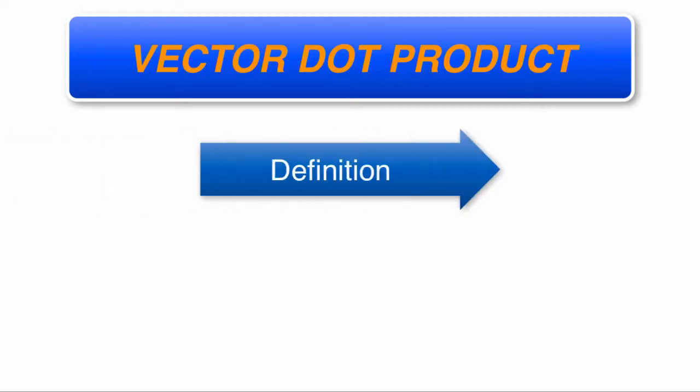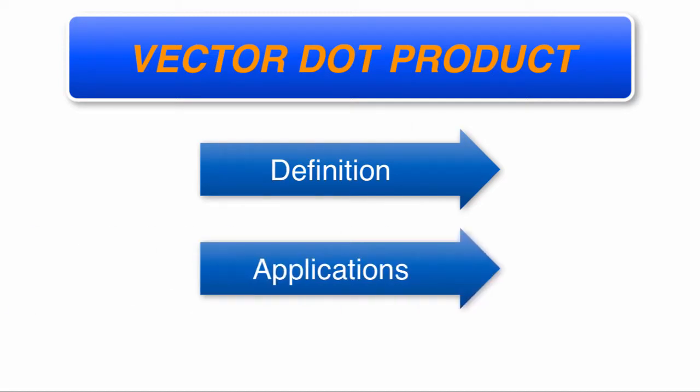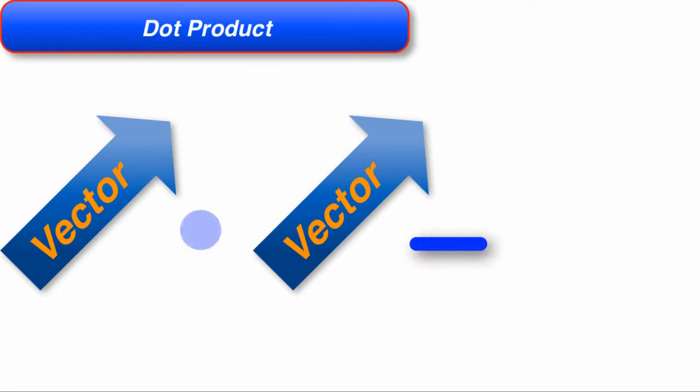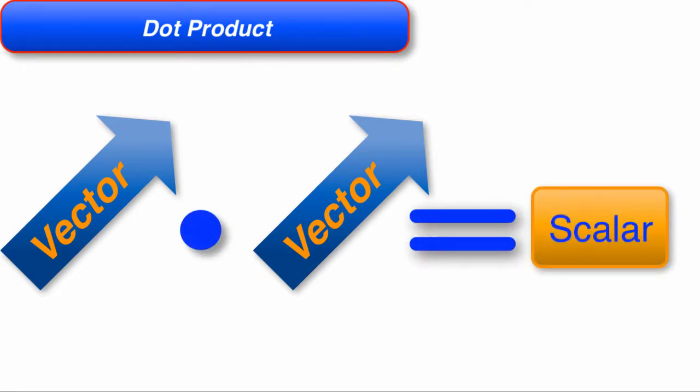Hello, and welcome to the introduction video to vector dot product. In this presentation, we'll give you a brief overview of dot product in terms of its definition and some typical applications. Dot product is a product operation between two vectors that produces a real number or scalar.